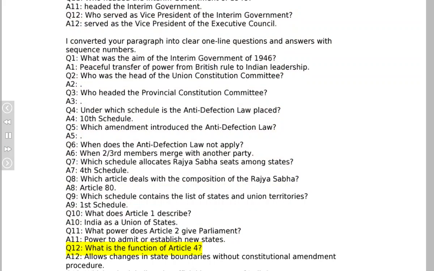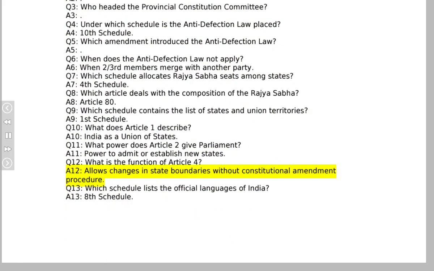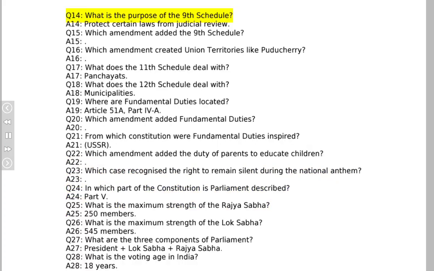Q12. What is the function of Article 4? A12. Allows changes in state boundaries without the constitutional amendment procedure. Q13. Which schedule lists the official languages of India? A13. 8th schedule. Q14. What is the purpose of the 9th schedule? A14. Protect certain laws from judicial review. Q15. Which amendment added the 9th schedule? A15. Q16. Which amendment created union territories like Puducherry?